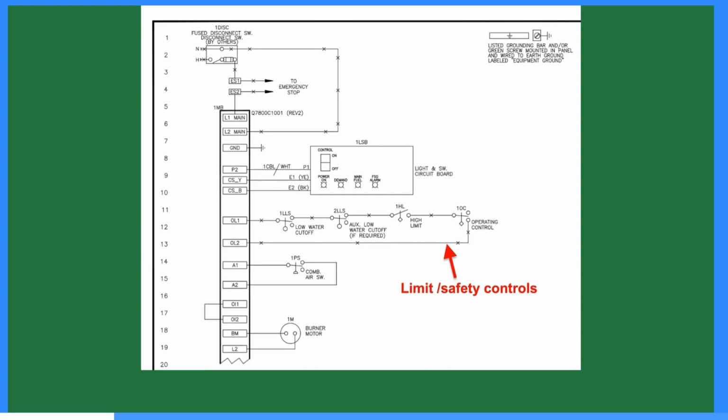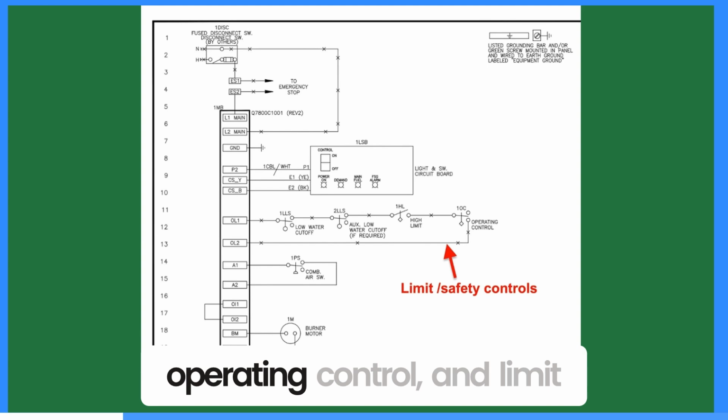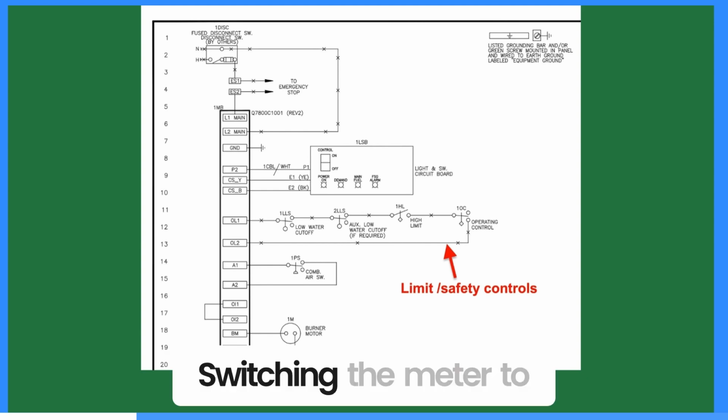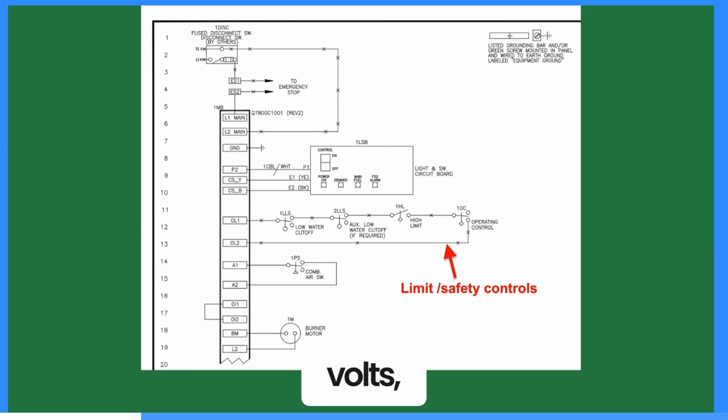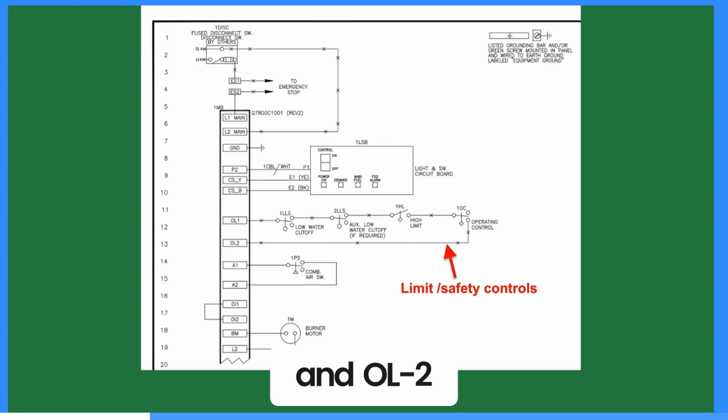This circuit has all the safety controls, such as low water cutoff, operating control, and limit control. There was continuity, so the controls were made. Switching the meter to volts, I saw there was no power to OL1 and OL2.